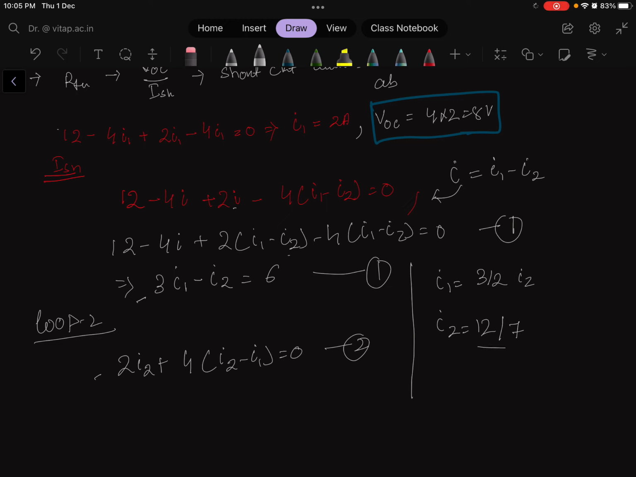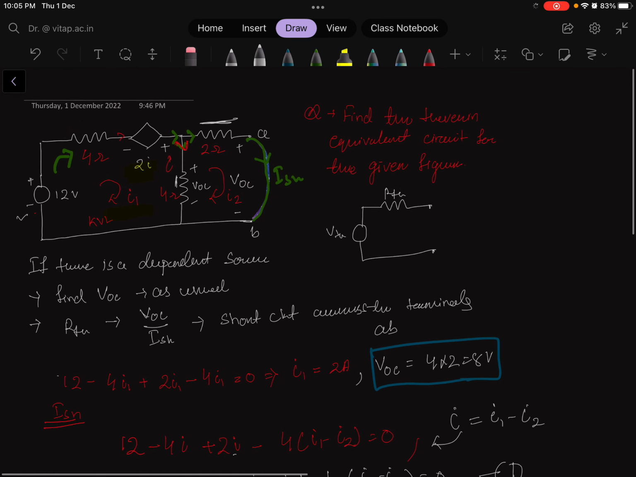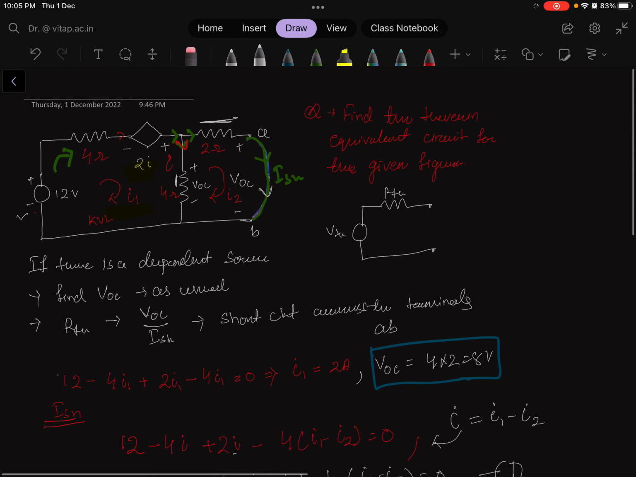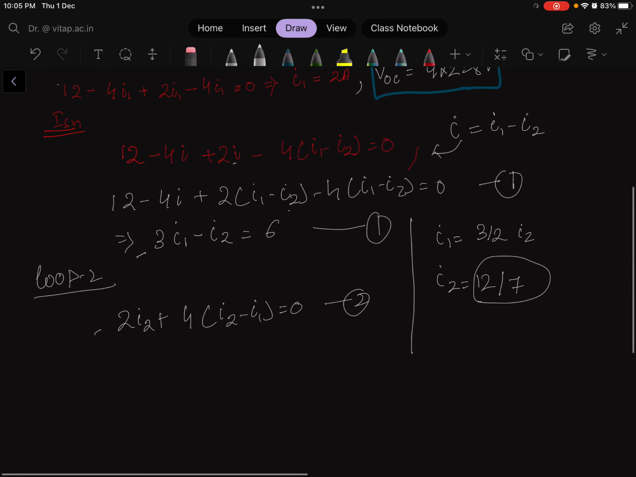Now if I2 value is 12 by 7, where is this I2 value flowing? This I2 value is flowing here. That implies my I2 value is equal to ISH. So now what do I need to find? I need to find the RSH. So RSH is how much? VOC divided by ISH. Okay. So that will be equal to 8 divided by 12 by 7. Okay. Finally we can get the value as 14 by 3 will be the final value.